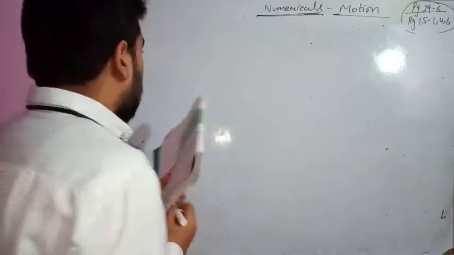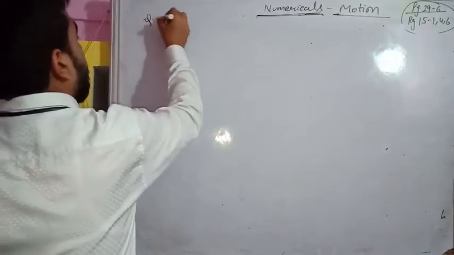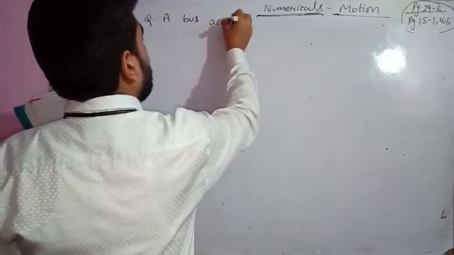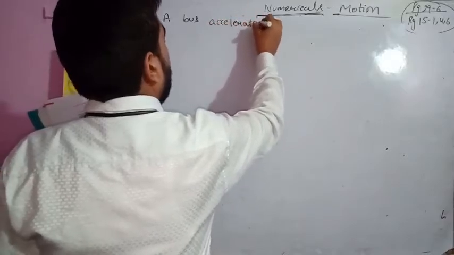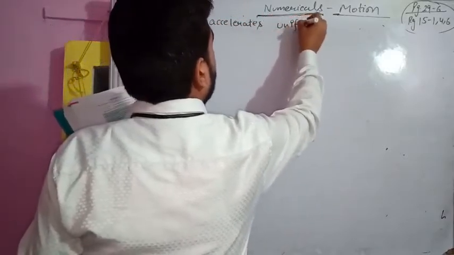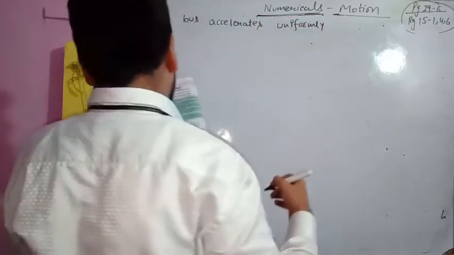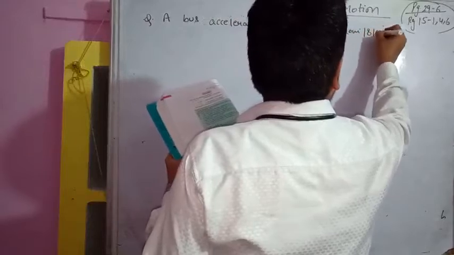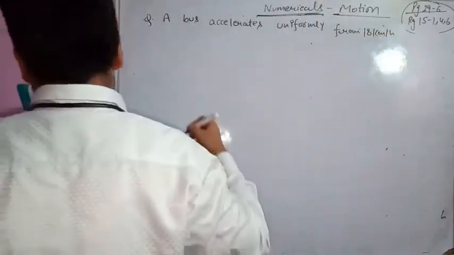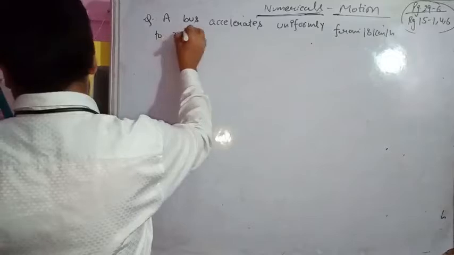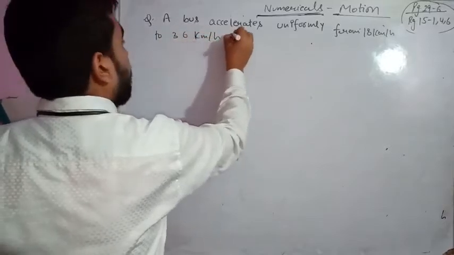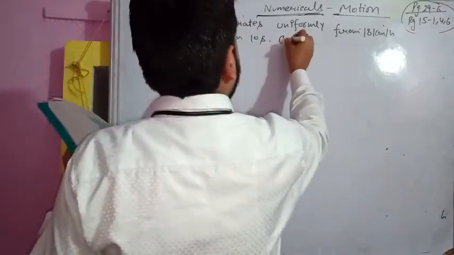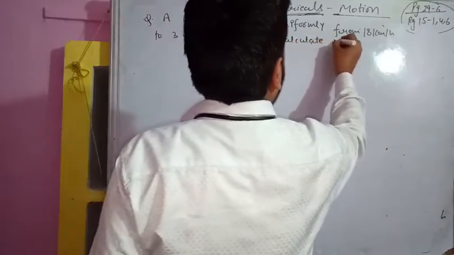Now the question which we are going to solve: a bus accelerates uniformly from 18 km per hour to 36 km per hour in 10 seconds. Calculate the acceleration.